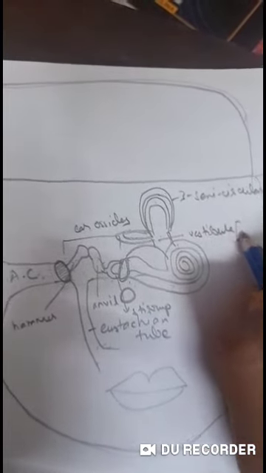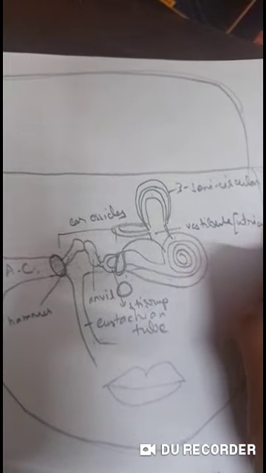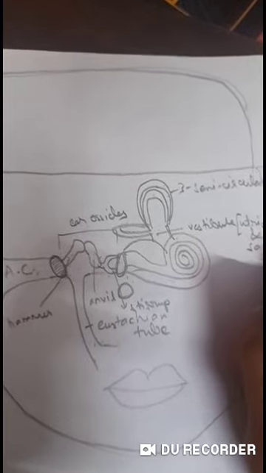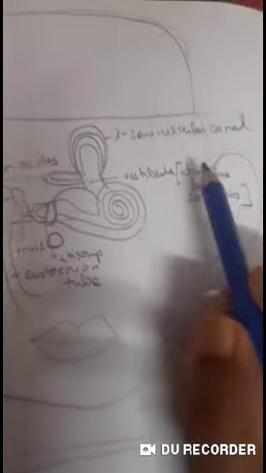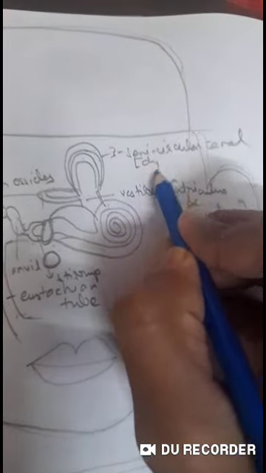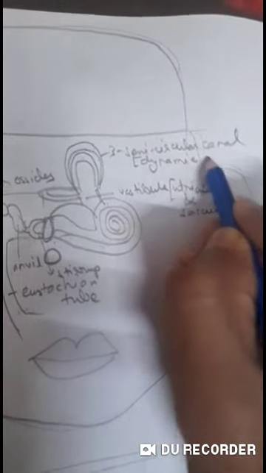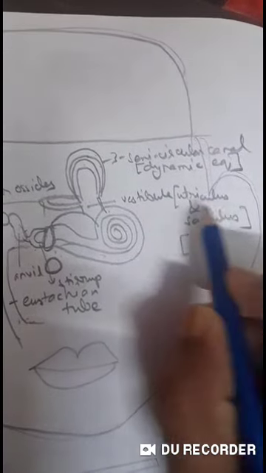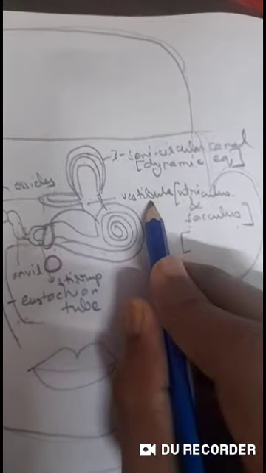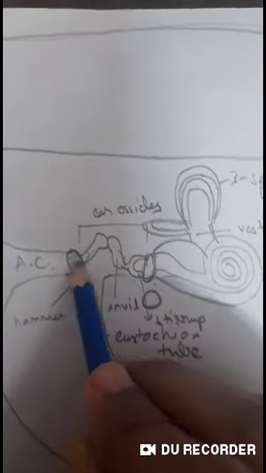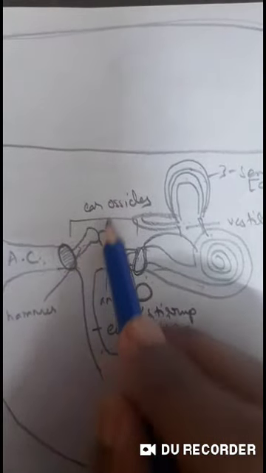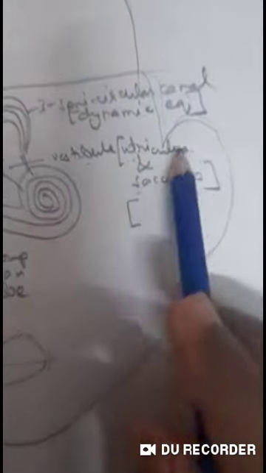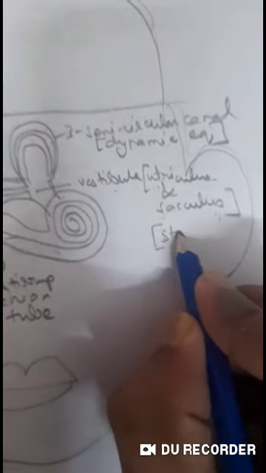It actually has the utriculus and sacculus. The semicircular canals are responsible for dynamic equilibrium, and the vestibule, that is the utriculus and sacculus collectively, is responsible for static equilibrium.